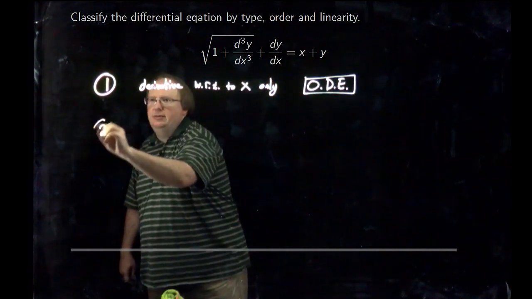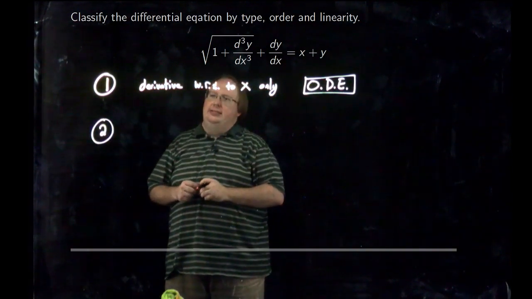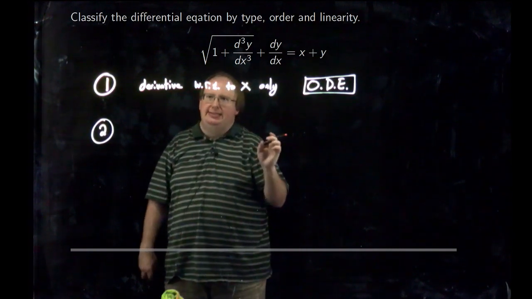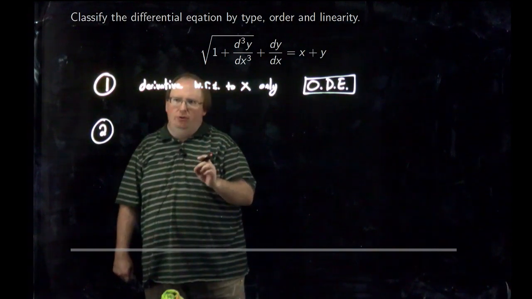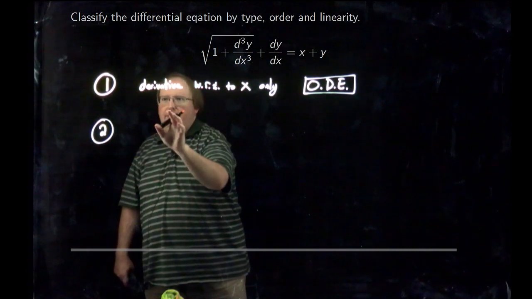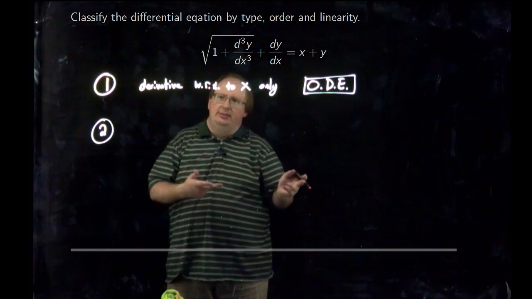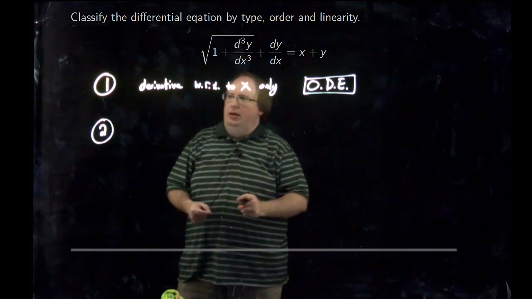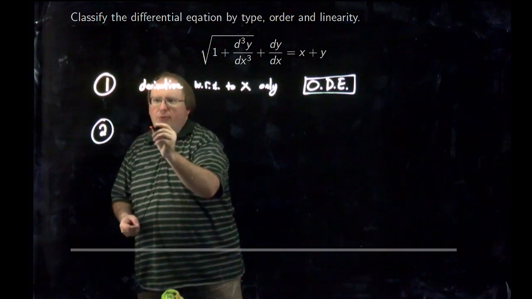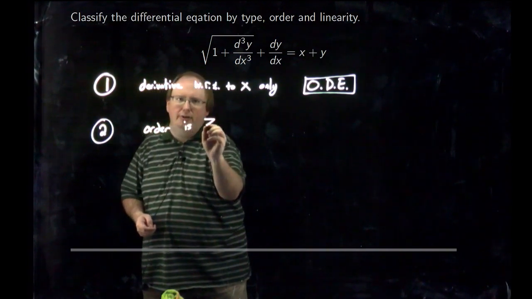The second thing is, so again, that's what we say by type. The second thing is, what is the order of it? So again, you're going to look at each piece and see what is the highest order derivative. Now in this case, you see that we have the third derivative plus the first derivative, or the square root of 1 plus the third derivative. And that's the highest order. So the highest order is 3, so the order is 3.